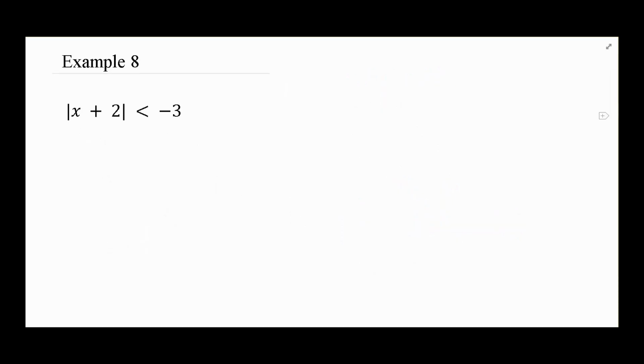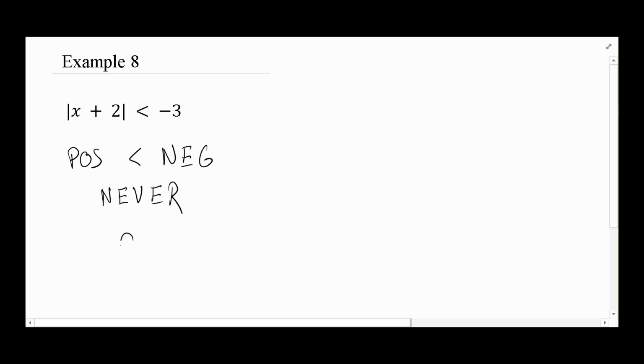Now, similar is going to happen if we have an absolute value less than a negative, in that we, again, have 2 separate approaches. We can take the common sense approach, which is to say, when are positives less than negatives? And the answer there is, of course, never, which means there is no solution here. Our answer is no solution because this can never happen. We can never have a positive that's less than a negative.